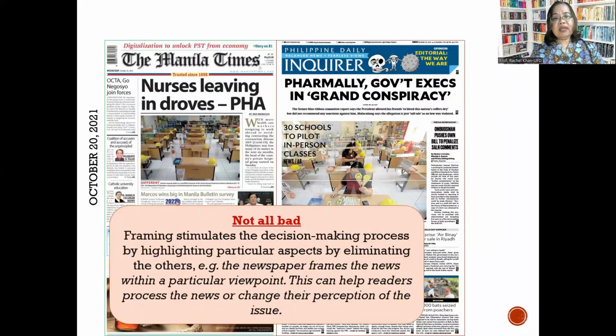In this example, we see two different newspapers with two different headlines on the same day. Framing stimulates the decision-making process by highlighting particular aspects and eliminating the others. The newspaper frames the news within a particular viewpoint. This can help readers process the news or change their perception of the issue. In this particular example, we see one newspaper reporting corruption scandals that at the time were being discussed in the Senate, while the other paper completely ignores it and focuses on other issues.